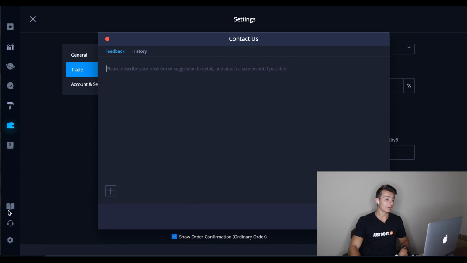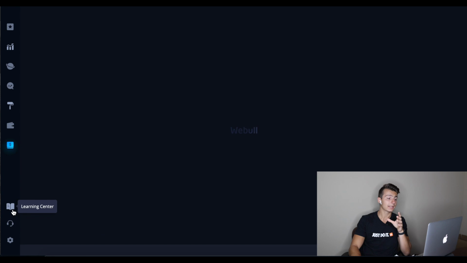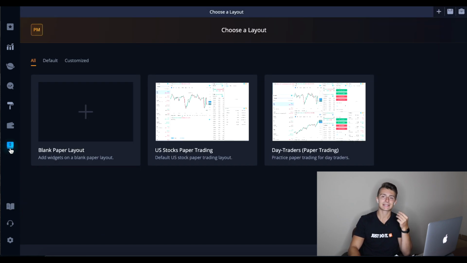Moving up the left-hand side here, we can click on Contact Us, and you can open a ticket. Every time I've contacted them, they've been very, very quick to respond. On other platforms, generally, when you use a chat feature like this, it can be very difficult to get a response. So I've actually had no problem with them. It's just something little that you probably don't have to use very often, but if you do need it, it's good to have. There's also a learning section which you can take a look at, which is pretty cool, but we're going to look at the paper trading section next.